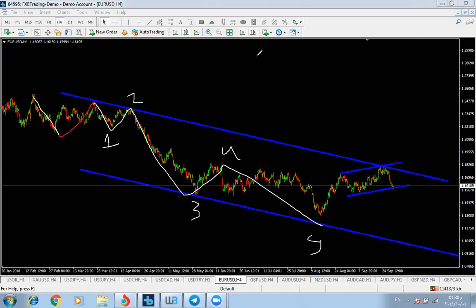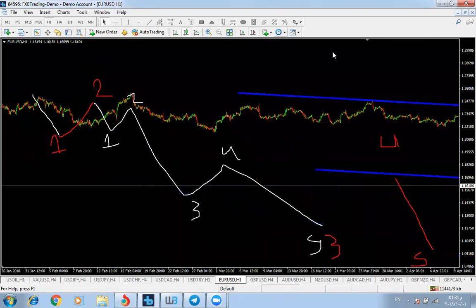So we still have wave 5 to the downside. Might push the price to the downside around 1.09. So at the moment we are looking for continuation to the downside from the current prices. So the whole count is like this. This is 1, this is 2, this is 3, this is 4, and this is 5. I'll show you in lower time frames.